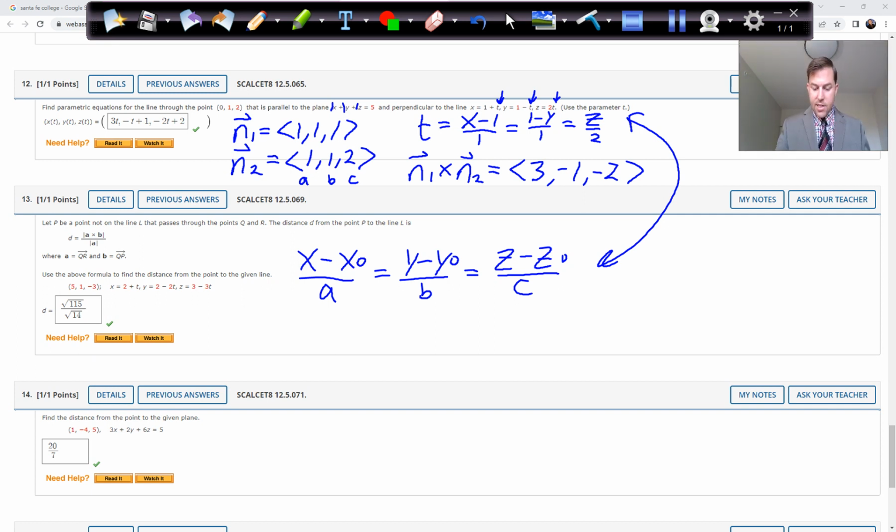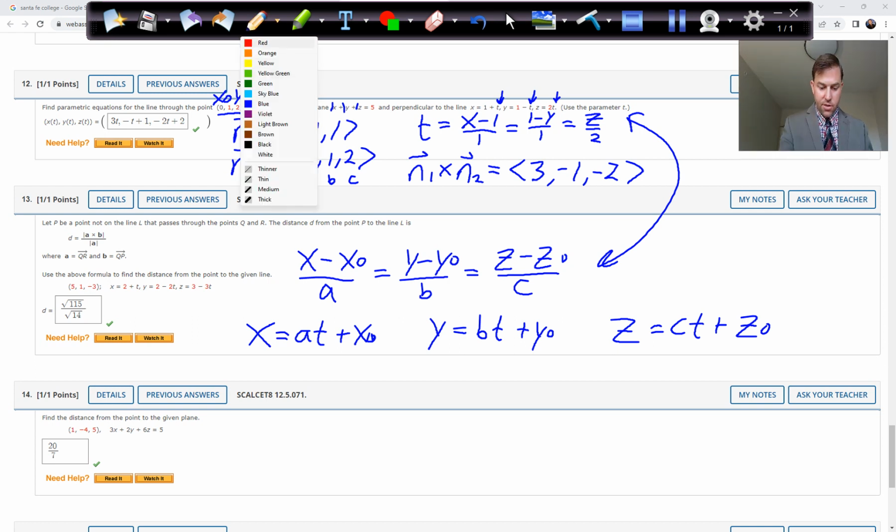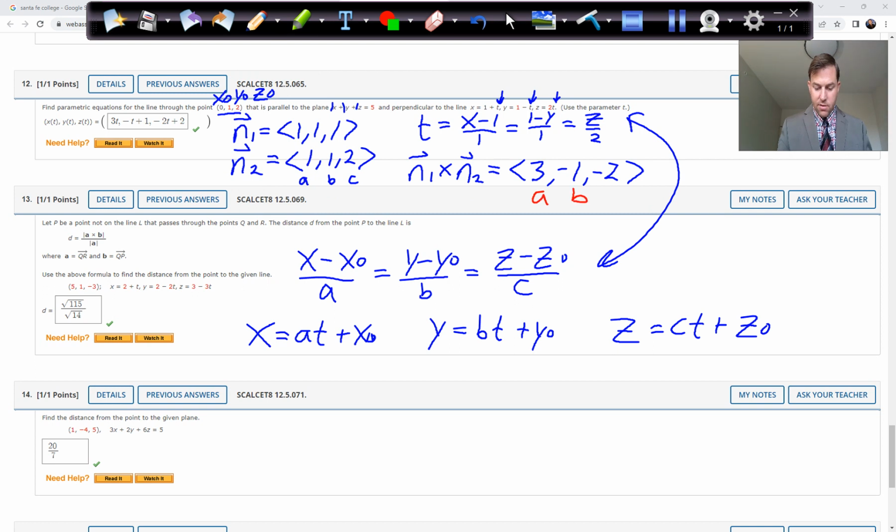Okay, so that's the vector we want to work with, and the original point that we want to go through is x0, y0, z0, right here. And so now we're going to write these equations a little differently. We're going to write this as x = at + x0, y = bt + y0, and z = ct + z0. But the a, b, and c we're going to get from this new vector we just created. So this is now the a, b, and c we're going to use.